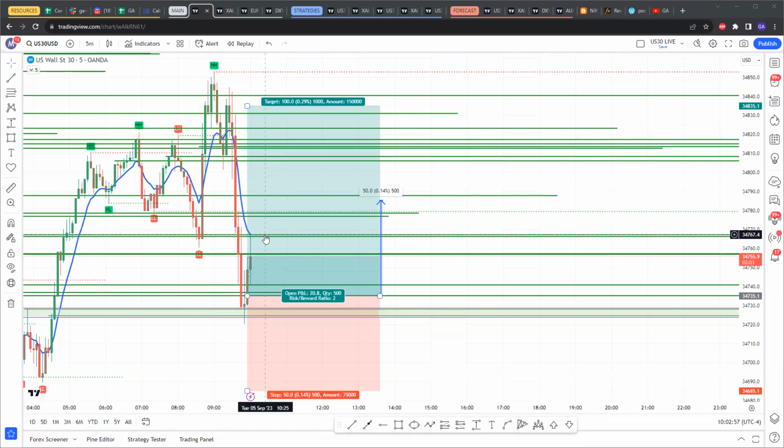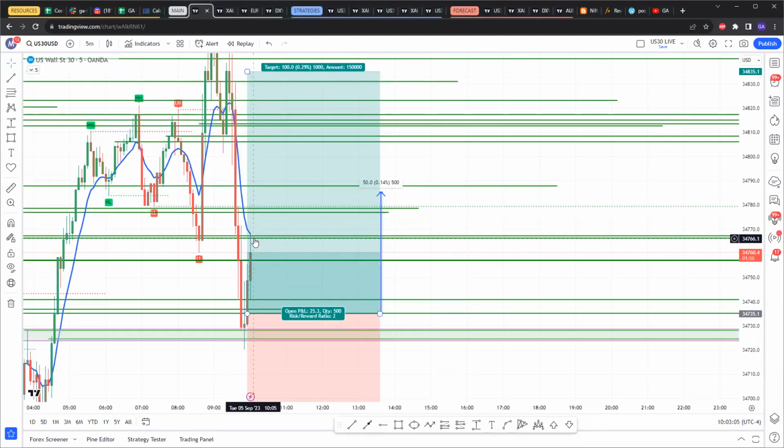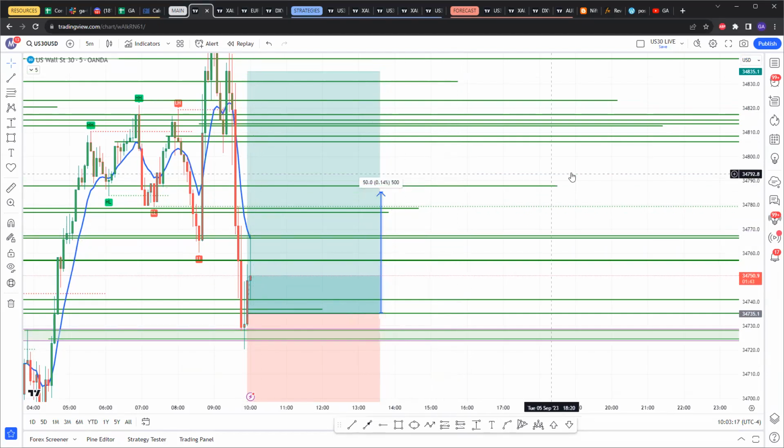So a critical area I would want us to close above is this one, 34,766. You can see we have a double SAR as well there, and we also have the 9 EMA. So if we break and close above this 9 EMA, which also would lead to a break and closure above this double SAR, then that should spike price to the upside. So hopefully that happens soon.